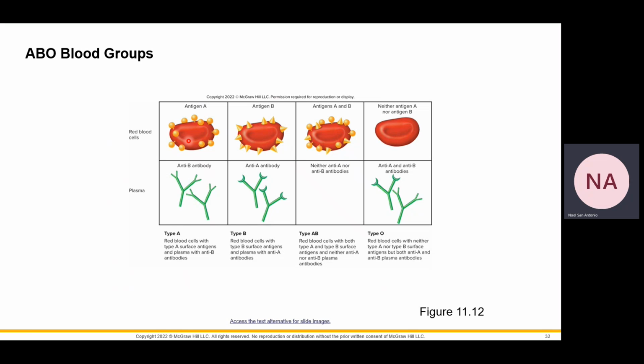Again, it is the presence of the antigens that determines your blood type. Antigen A, type A ang blood mo. Pag antigen B, type B yung blood mo. Pag antigens A and B, then you are type AB. If you do not have any antigens, then it's type O.